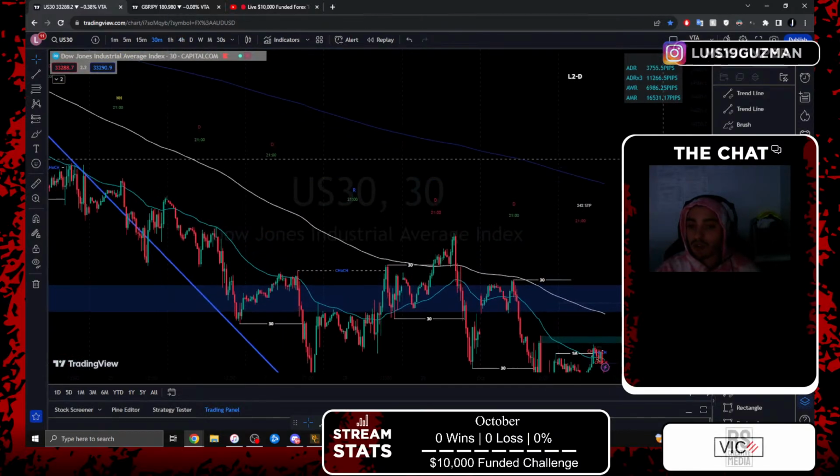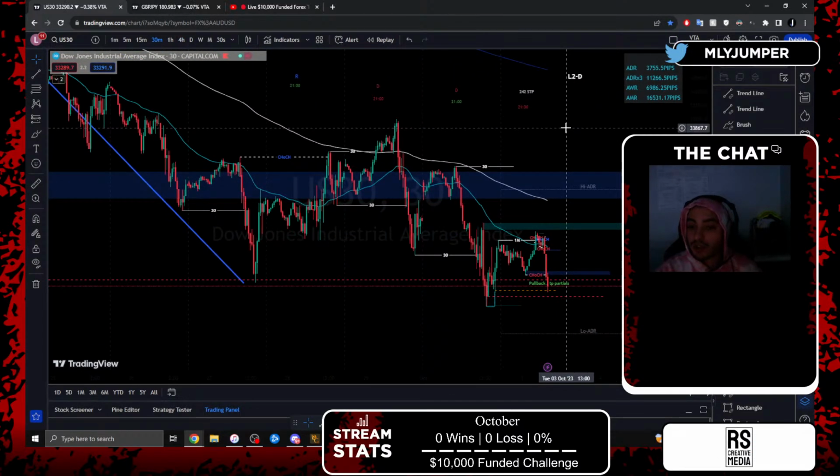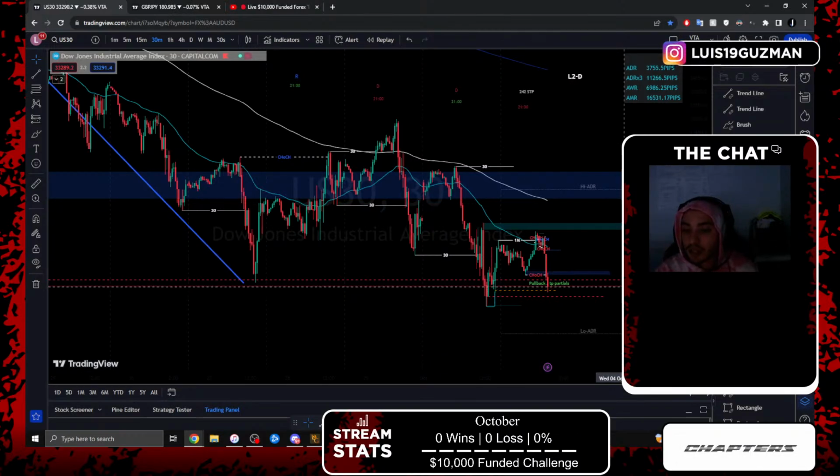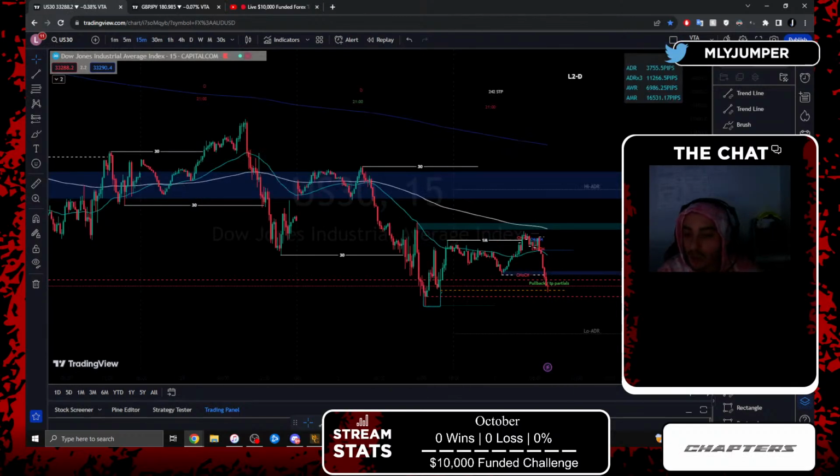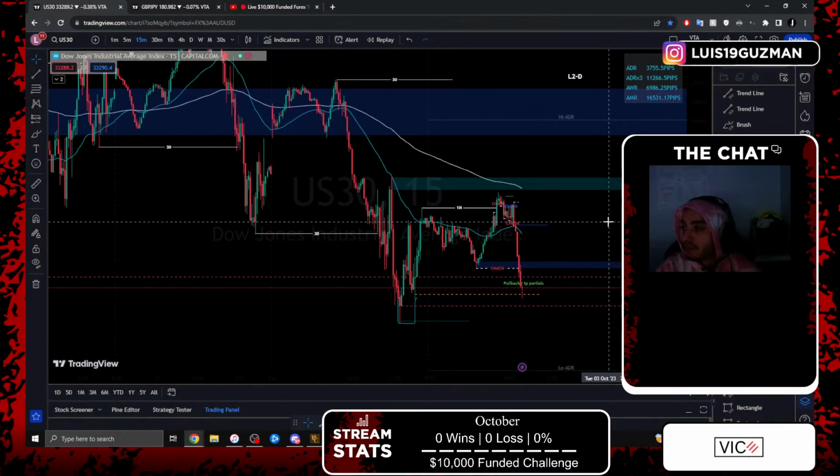30-minute structure, I'm looking at a 372. Did we finish that 372? Technically speaking, we're still missing a few more pips to the low. So this could give us another push down to the low, which is fine. But I secured my pips. It's all good. 20 minutes of trading. I'm good for the day.